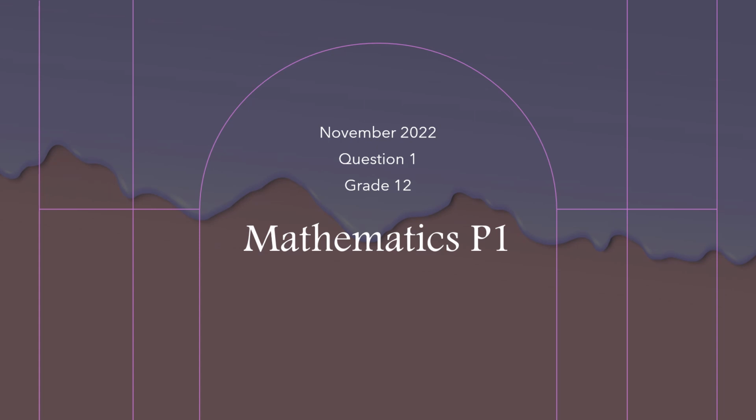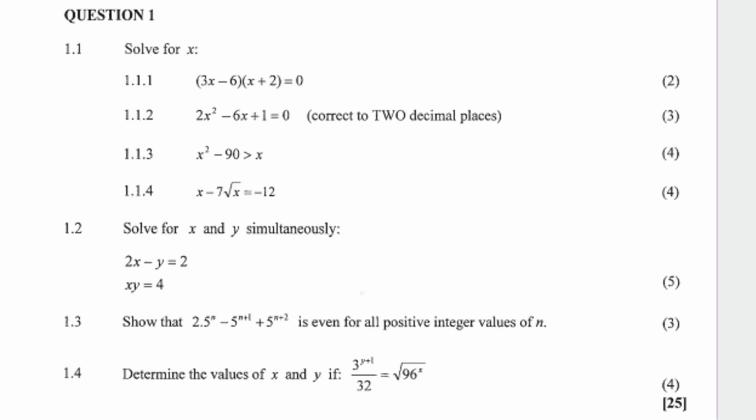Next time when I discuss question number 2, I will just get straight to question number 2, because I have already introduced myself and what I will do from now on. Here is question number 1. The first question is to solve for x. The second one is solve for x and y, which is a simultaneous equation. And then we're also going to look at 1.3 and 1.4.